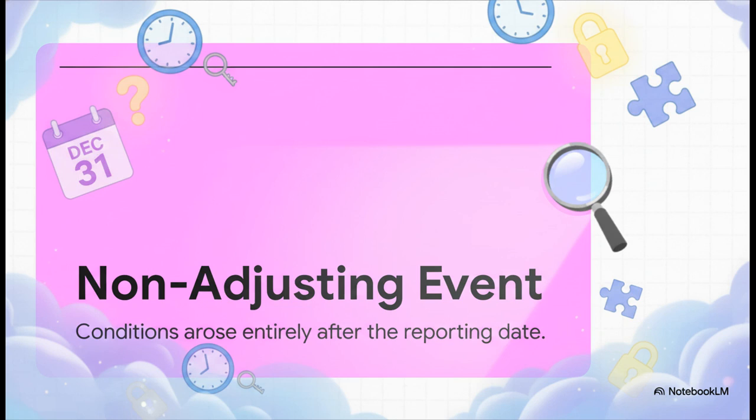On the flip side, what if the answer to our golden rule question is no? Well, then you are dealing with a non-adjusting event. This means the condition arose entirely after the reporting date. There were absolutely zero clues or root causes present on December 31st because the event simply hadn't happened yet in any shape or form. It's a completely new development that belongs entirely to the new year. And because it has nothing to do with the economic realities of the past year, we absolutely do not touch the financial numbers of the past year.